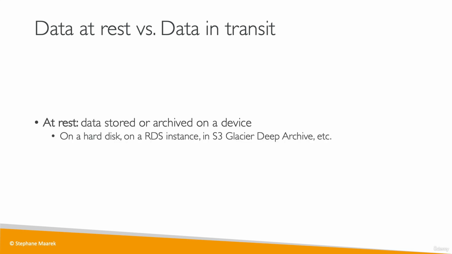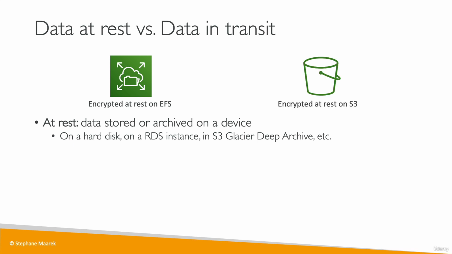Data at rest means that the data is stored or archived on a physical device. That could be a hard drive or a hard disk. It could be an RDS instance because it's a database. It could be S3, Glacier Deep Archive, or any kind of S3 bucket. It's at rest because it's not moving, it's written somewhere. So for example, we can have encrypted data at rest on an EFS network drive, or encrypted data at rest on Amazon S3.